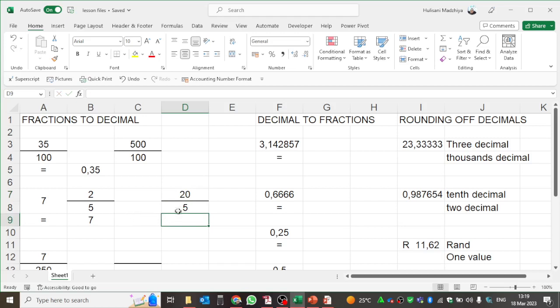Once we put that 2, because it's a remainder, we put a 0 next to it, and it says 20. Therefore we're going to say 20 divided by 5, or how many times does 5 go into 20? That's going to be 5 times. So therefore, we have 7 comma 5.